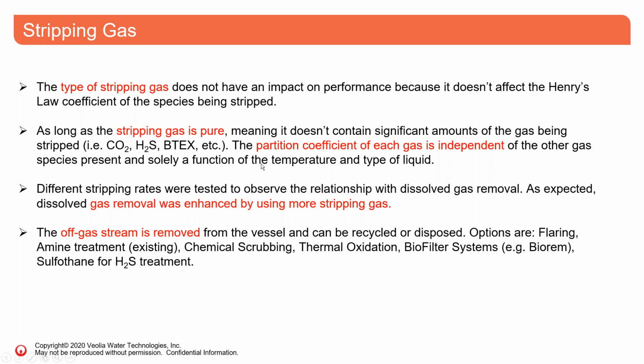Another thing to note is that the partition coefficient of each gas is independent of other gas species. Meaning if you're trying to remove more than one gas from the liquid, say CO2 and benzene, each of them have their own partition coefficient, and each of them have their removal efficiency, so they have to be treated separately. And as seen before, the higher the stripping gas flow rate, you get a higher removal efficiency.